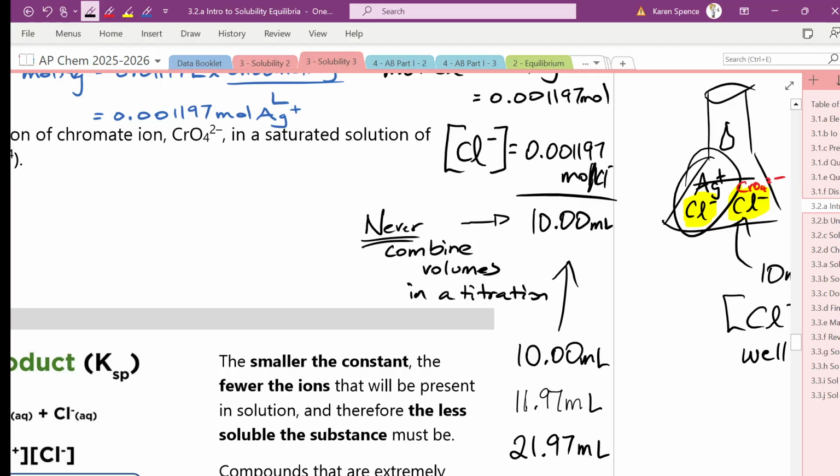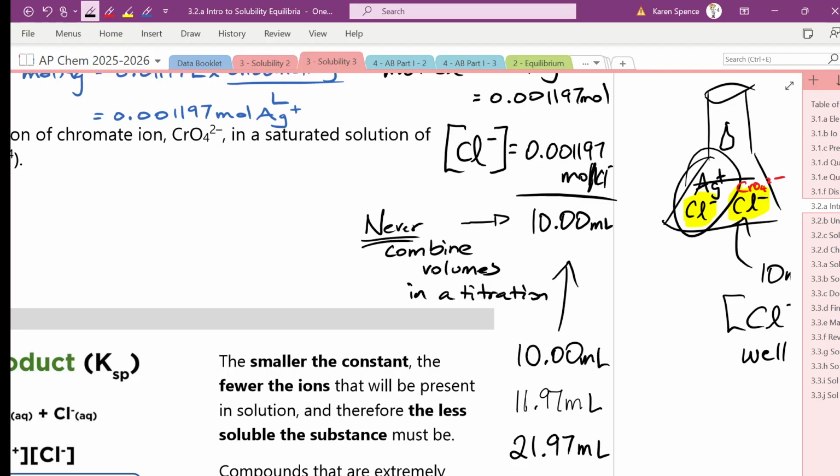I will repeat that many, many times. Yes? Never combine volumes in a titration. Never use M1V1 equals M2V2 in a titration, ever. It works occasionally just by happenstance, which is irritating because then people think, oh, it worked. Now it will work all the time. And then they get it wrong and they're like, I don't understand why I got it wrong. And it's because that formula is not meant to work that way. That formula is for dilutions. Okay.